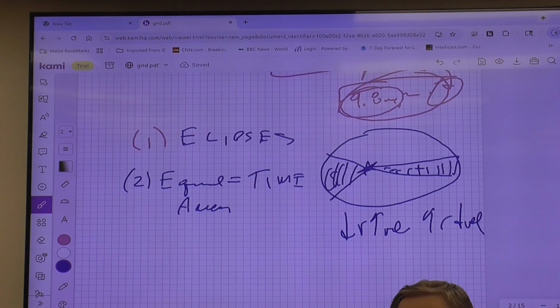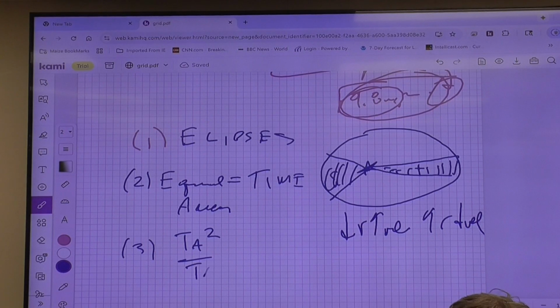Kepler never tried to explain why this works, which we'll get to in just a second. He basically says, hey, here's the deal. Why it works, I don't know, but this is what I observed. Third law. This is the rate. This is what he was actually after. Okay? And this is a ratio of 2 orbits that have to center on the same object.